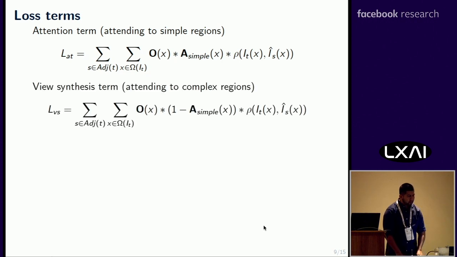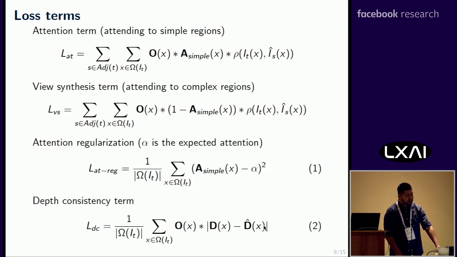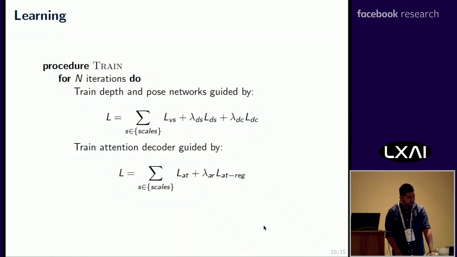And then we train the depth encoder-decoder and the pose network with the complement of the attention map that will increase the error in complex regions. As well, we use an attention regularizer that will avoid the attention map to have zeros, and a depth consistency term. The algorithm is trained in 2 steps at each iteration. In the first step, we will train the depth and pose networks, and in the second step, the attention decoder.